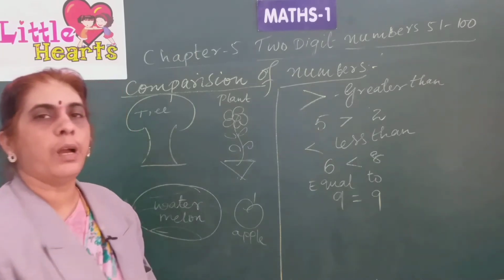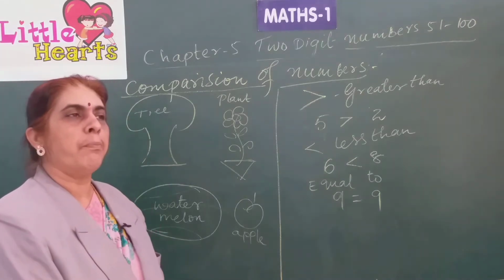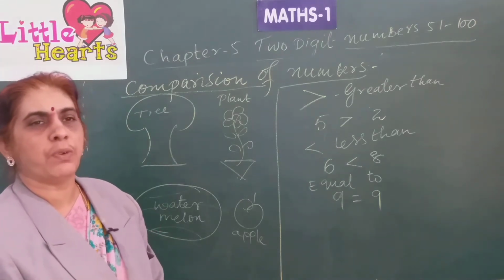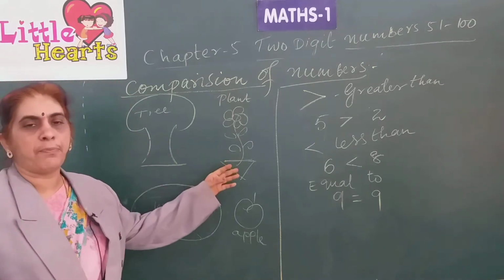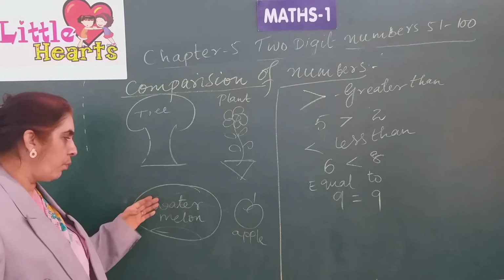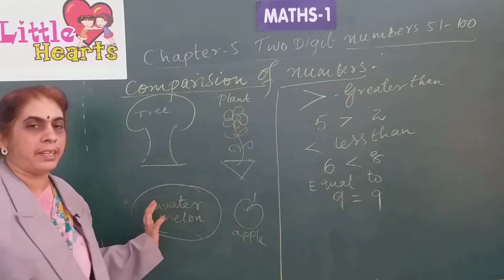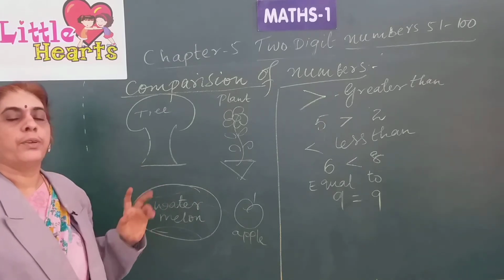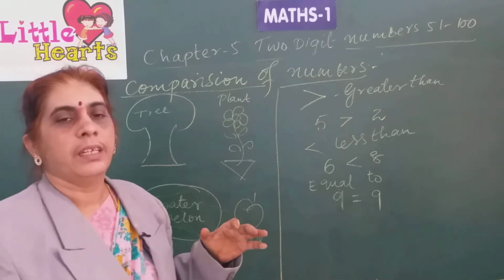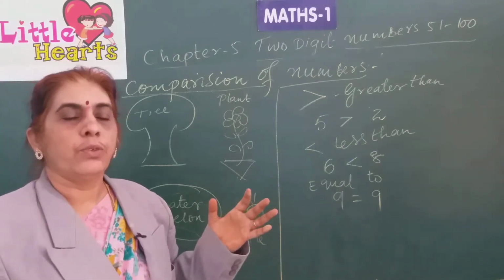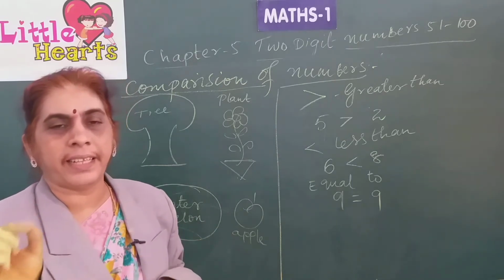Children, we shall learn how to compare numbers. That is comparison of numbers. Comparison is which is big, which is small, like that. See, we know that a tree is bigger than a plant and this watermelon is bigger than an apple because they differ in size. In the same way, you have 6 chocolates and your brother has 8 chocolates. So who has more chocolates? Your brother. So 8 is greater than 6.